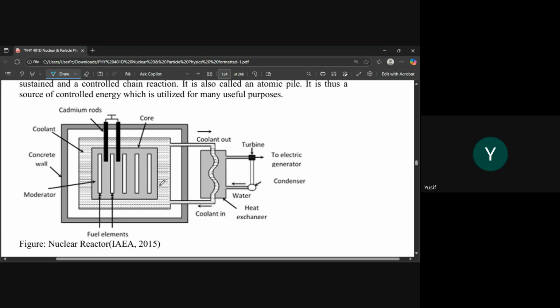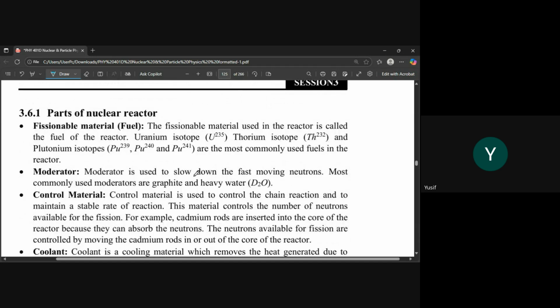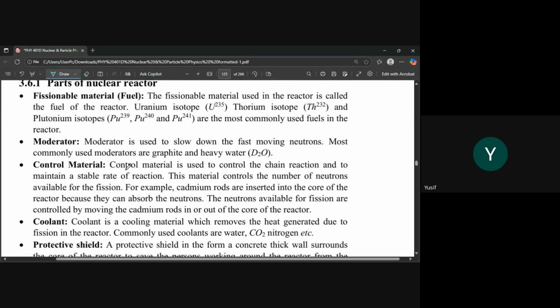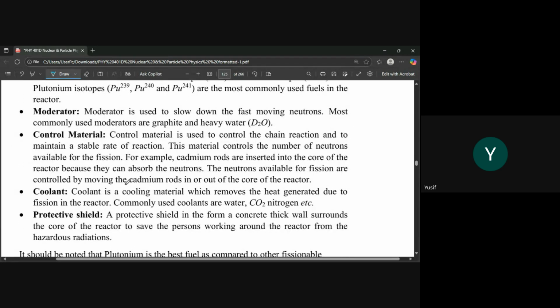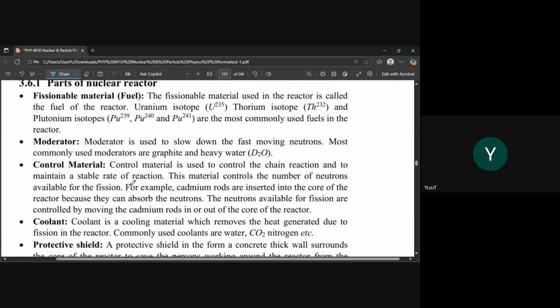So basically, all we need you to do is label the fuel, moderator, control material, coolant, and protective shield, and say their functions. That's all. As we said, the fissionable material is the fuel. Then we talk about the moderator. It's used to slow down the neutrons. Some examples, as we said, are heavy water and also graphite.